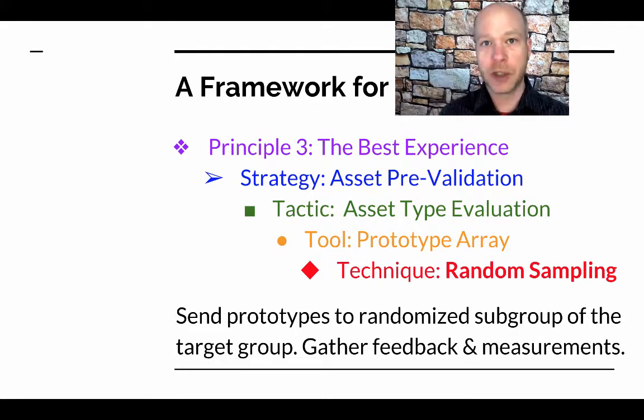What we're doing here with this third principle is testing to find out what will work for our target group. Again, this is just a sample. So we could take feedback from this random sampling and then make a determination as to what kind of assets are even available for this audience. Now, there are many other strategies that we could employ, many other tactics and tools and techniques. This is just one example of how the principle and the framework work together.